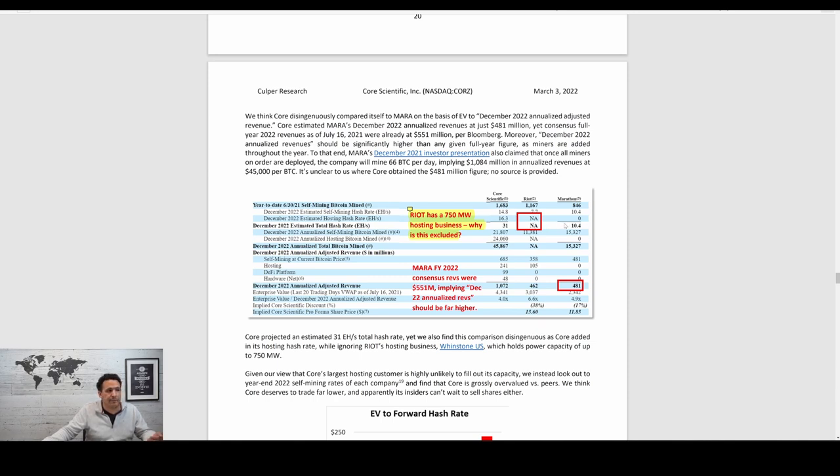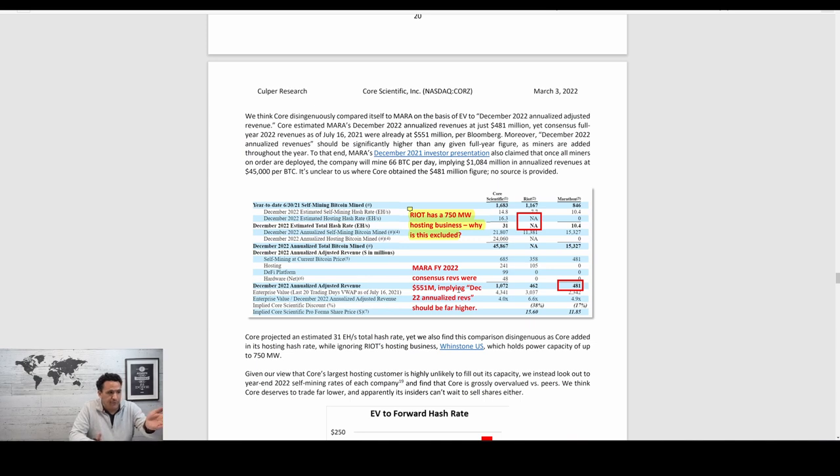In the case of Marathon, they put zero. In the case of Riot, they put not available. I'd say that's pretty fair. They also show here that they largely underestimated what Marathon's adjusted annualized revenue would be, saying that the current consensus is higher than that. But okay, that's great. Even if it is as high as they're suggesting, their annualized one is still twice what the current consensus is on Marathon. So yeah, their argument still holds.